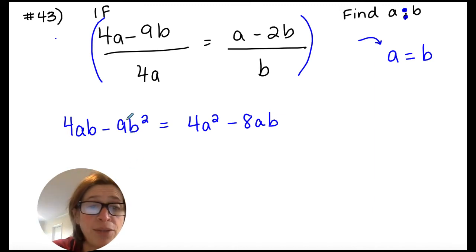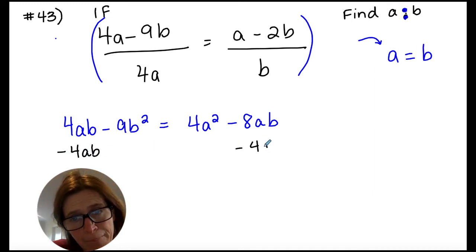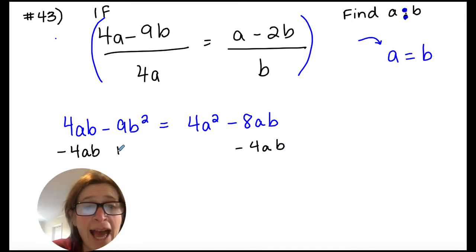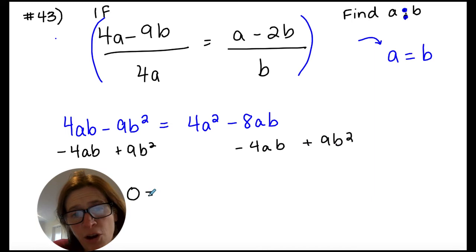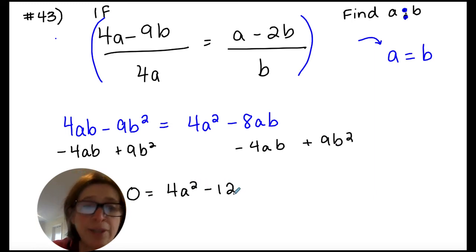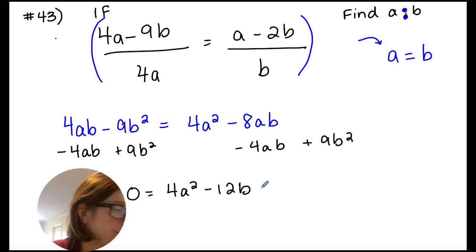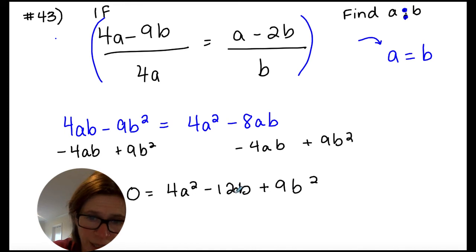All right, so how do I do that? Well, I'd first subtract 4ab, and then I would add 9b squared. Now this is probably the hard part because I'm just not sure if you guys have factored equations like this. Oh, sorry, this is not 12ab.